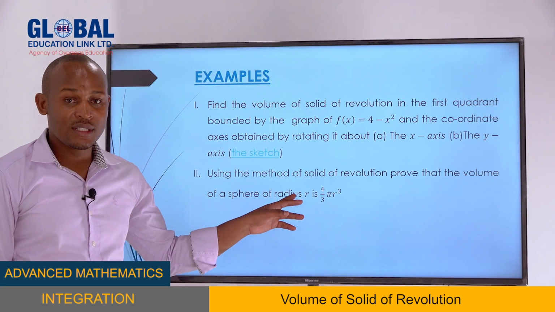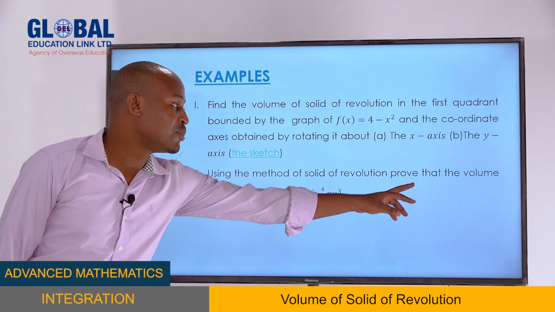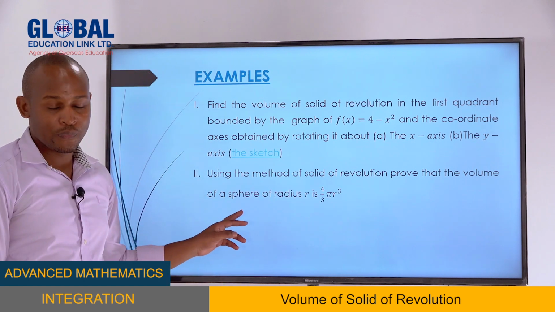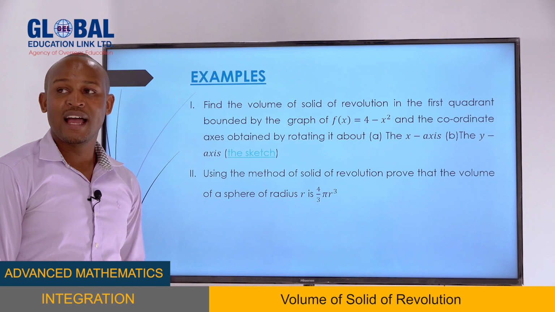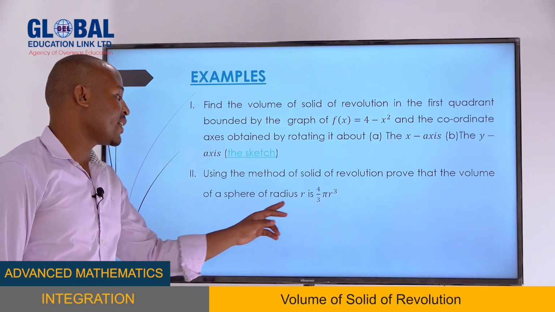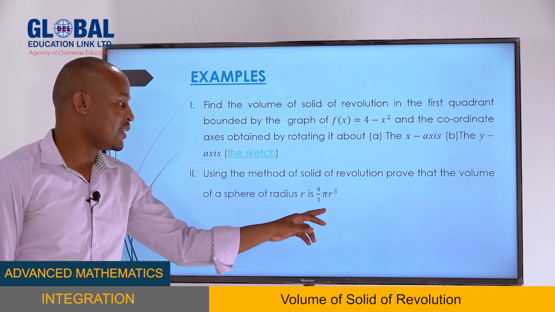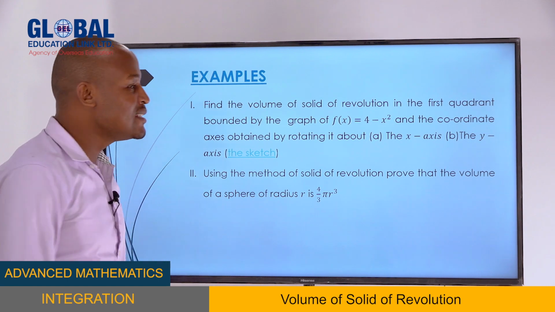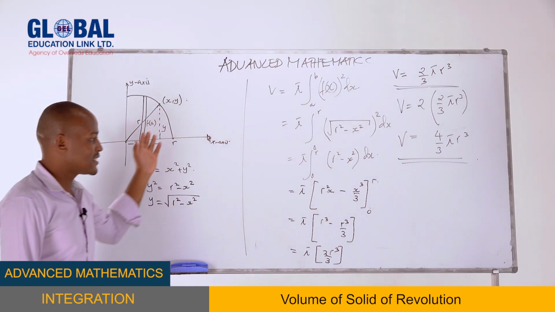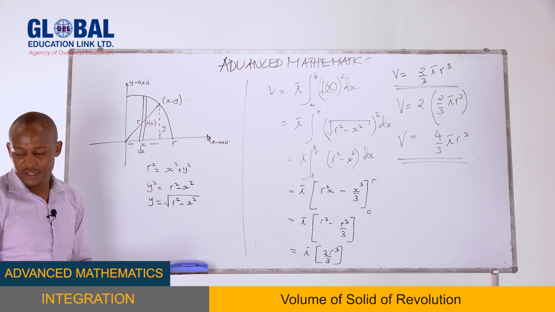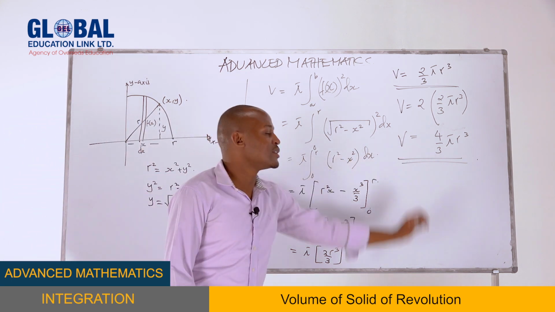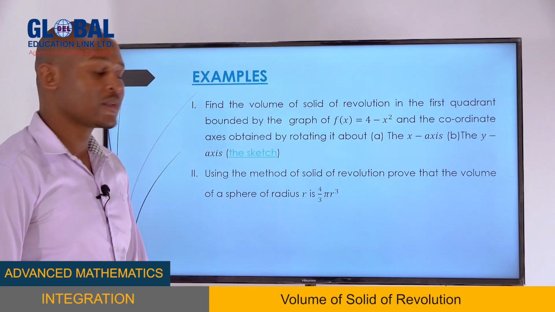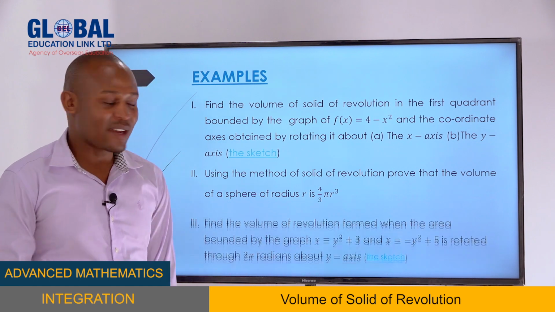That is how we show the question. We have been told, by using the solid of revolution, to prove that the volume of the sphere of radius r, and our sphere was that one of radius r, is 4 over 3 pi r cubed. And we have used these steps, as I was explaining, to show that the volume is equal to that. Okay, now let's check the next example.